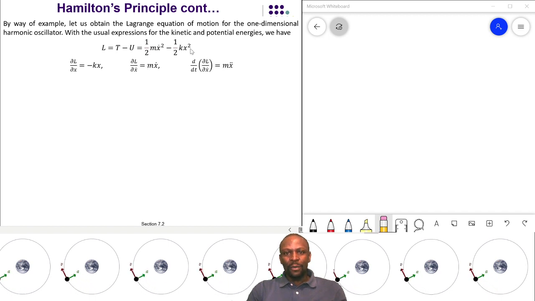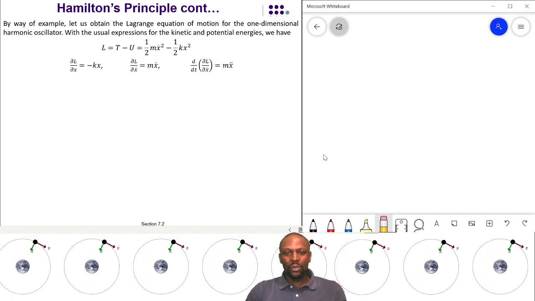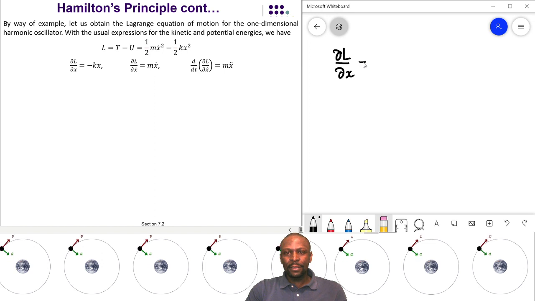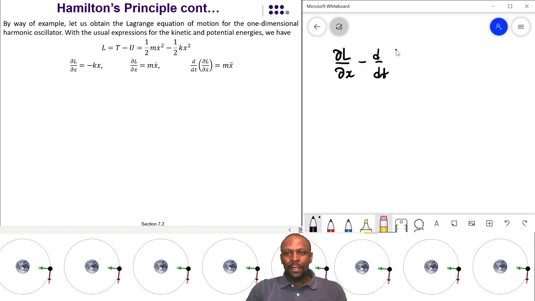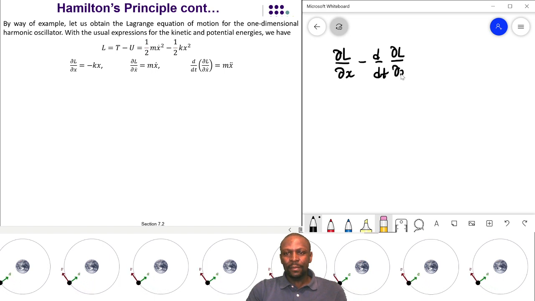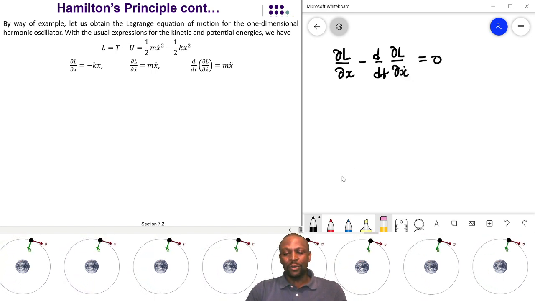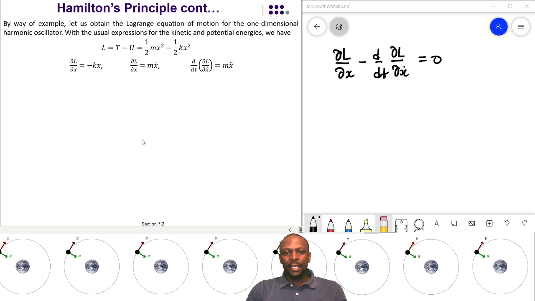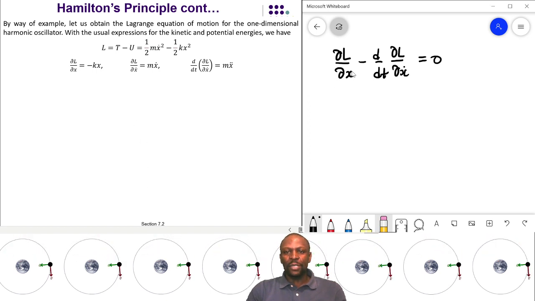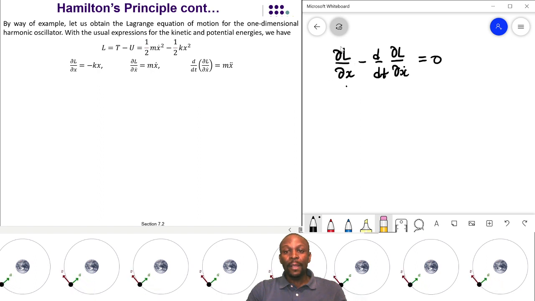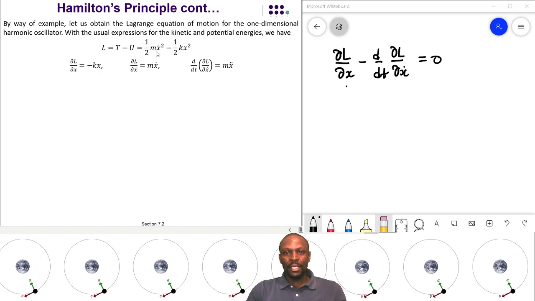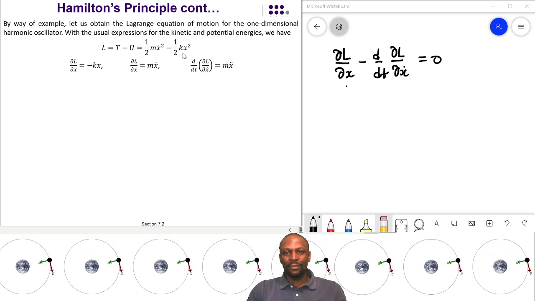Now, from that equation, what we want to solve is this equation, dL/dx minus d/dt of dL/dx dot, which is equal to zero. So that's the equation that we really want to solve. Now, in this case, in order for you to be able to replace this equation, we just have to differentiate L with respect to x. And now, when you do that, this is what you are going to have, because the only term which depends on x is this term there. Now, if you differentiate that, it will just give us minus kx.